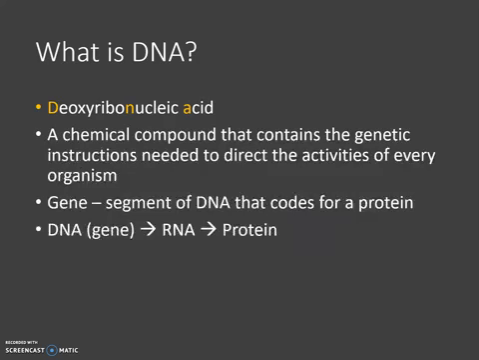So a gene is a segment of DNA that codes for a protein. So you might have a gene that says you are going to make the protein melanin, which gives you your skin color. And if you have a gene that says you're going to make more melanin, you're going to have a darker skin color. If your gene says less melanin, then you're going to have a lighter skin color.